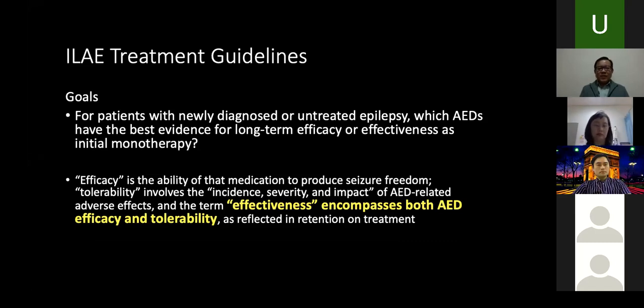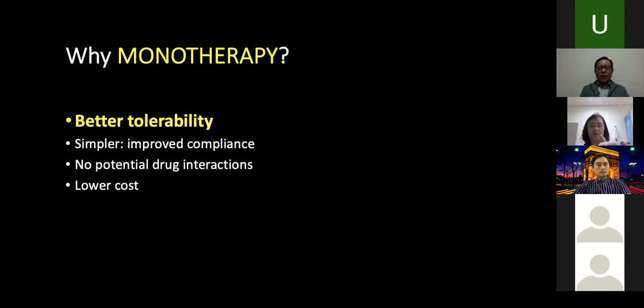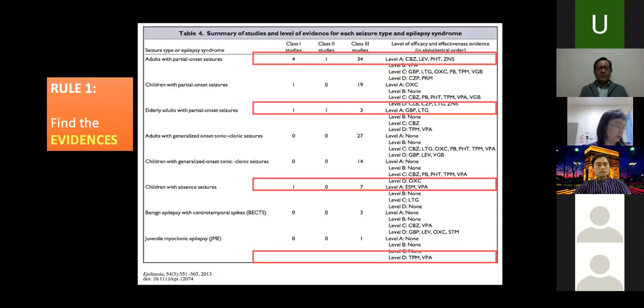Okay, so using this guideline, we want monotherapy. Why monotherapy? Firstly, it has less side effects. Combination of medications will increase the chance of having a side effect. Second, it is simpler, it improves compliance. The patient finds it easier to remember. There are less or no potential drug-drug interactions, and it's actually cheaper. So the first rule is monotherapy.